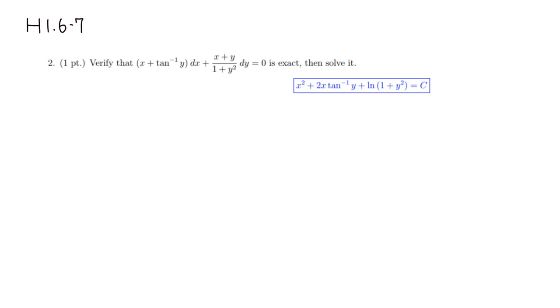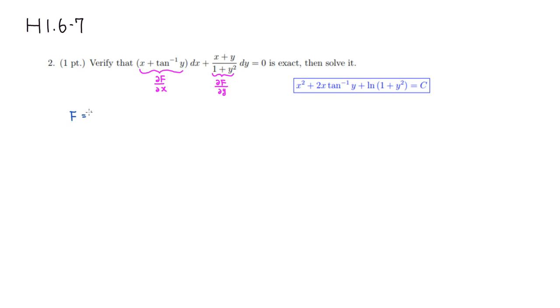Alright, so remember that here, this is usually called M, but this is going to be the partial derivative of capital F with respect to x, right? And this part right here is the partial derivative of capital F with respect to y. Right? So we're going to use those to find the capital F. So let's start with the partial with respect to x first.